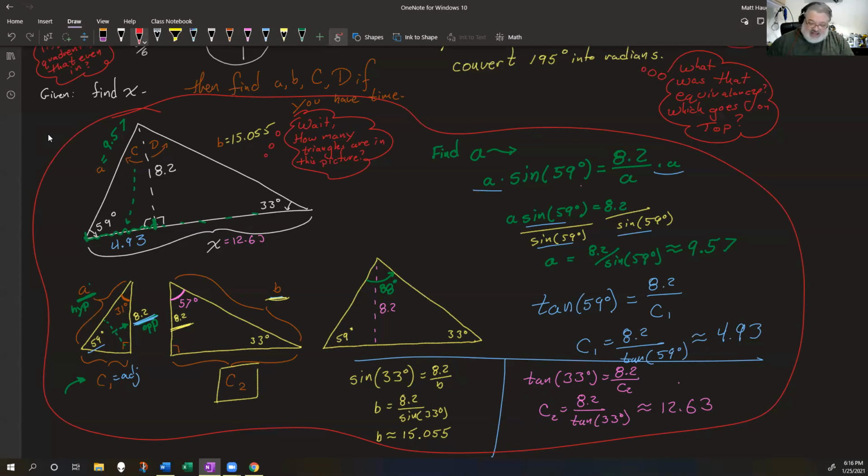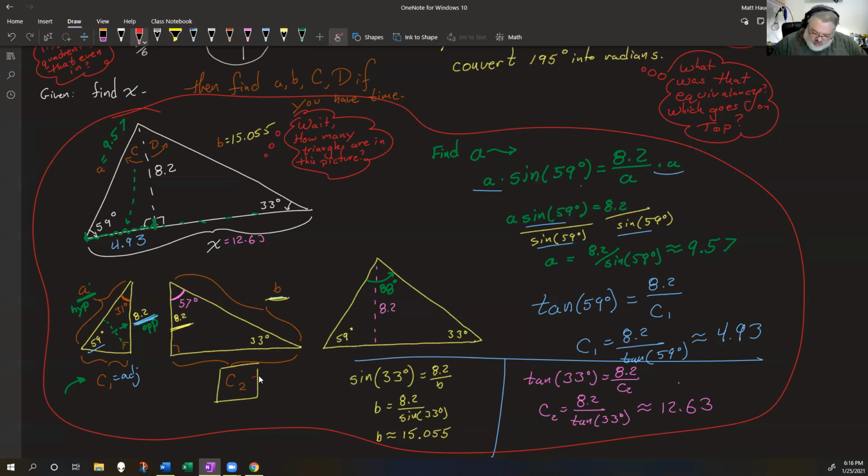So there was a lot there. Questions about any of that? I'm not quite sure why we used tangents to find the length of C2.